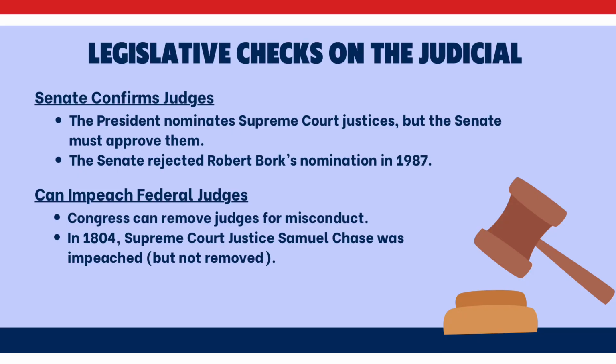All right, let's talk about legislative checks on the judiciary. The first is that the Senate confirms judges. The president nominates judges, but the Senate must approve them. For example, in 1987, the Senate rejected Robert Bork's Supreme Court nomination, fearing he was too conservative. The second is impeaching federal judges. Congress can remove judges for misconduct. For example, Justice Samuel Chase in 1804 was impeached but not removed.